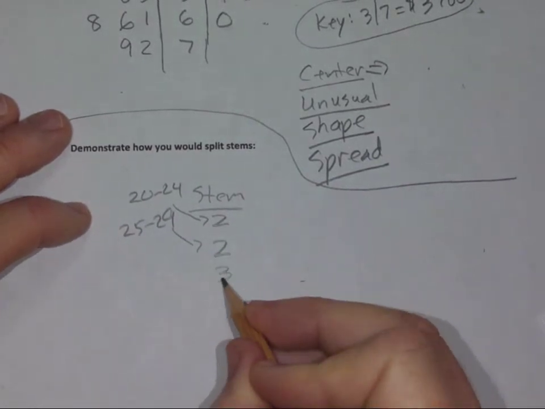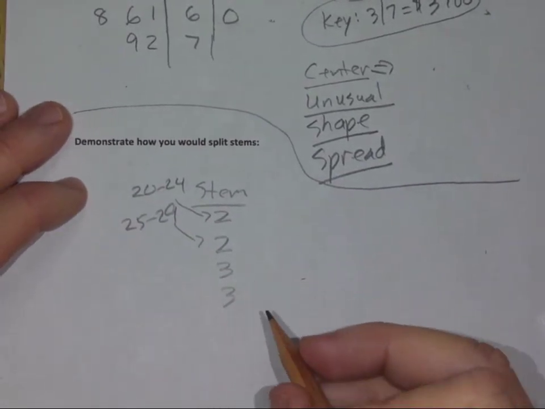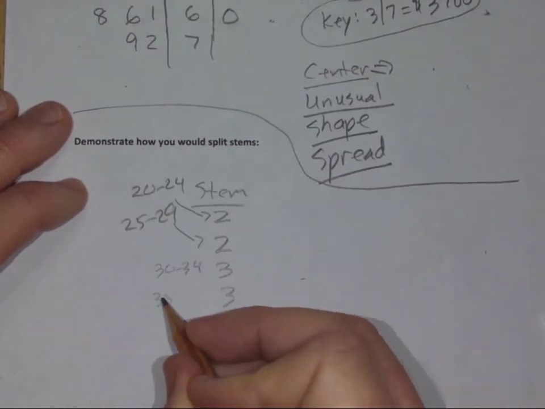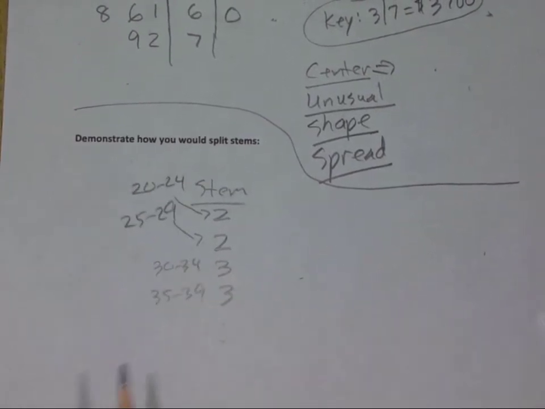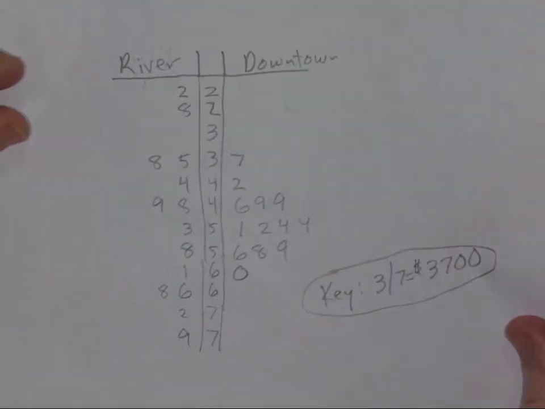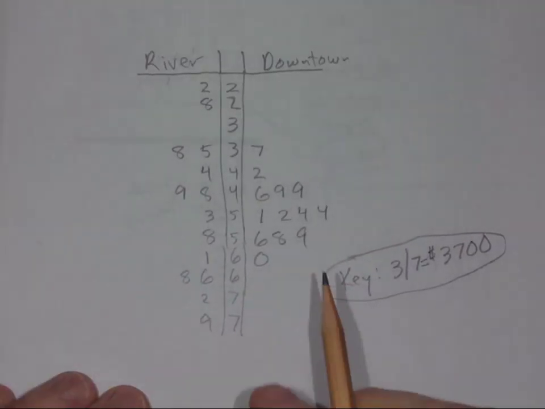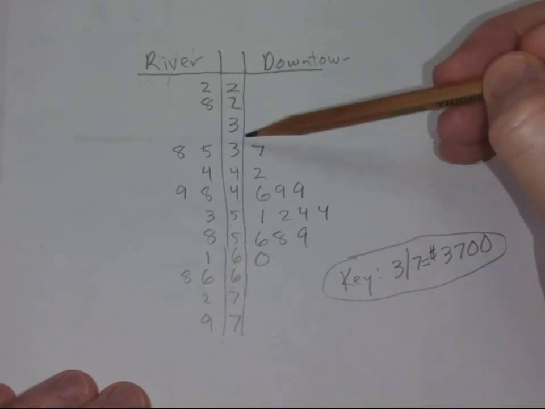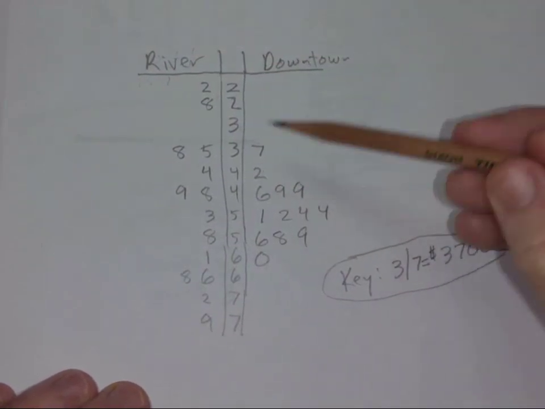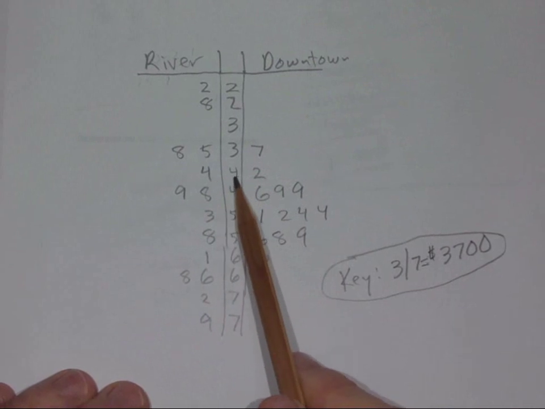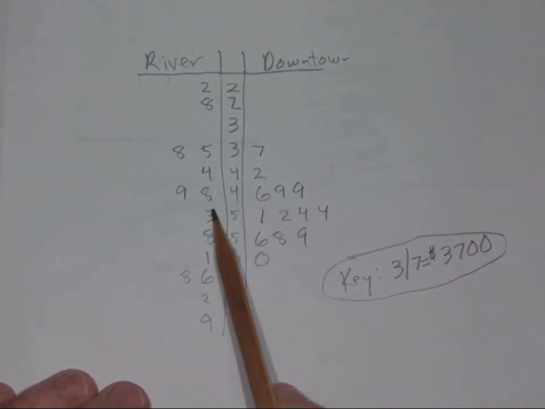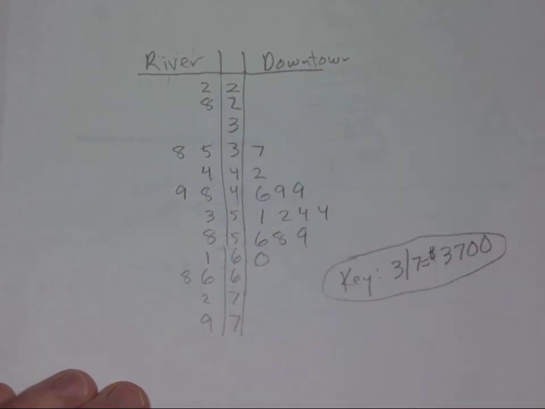And then I'll put two 3s. So that represents every number between 30 and 34, and that represents every number between 35 and 39, and so forth. If you did this with this data set, if you split the stems, here's what your back-to-back stem and leaf plot would look like. Notice the top one for the 40s has everything between 40 and 44, and this one has all the ones between 45 and 49. And that's true for all of these.